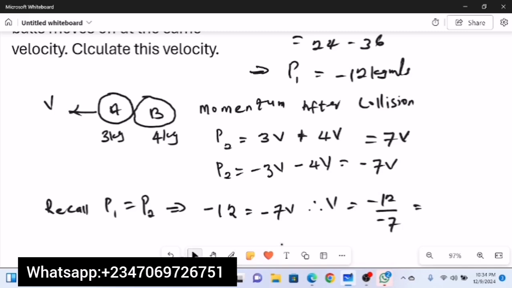So let's obtain the final speed. Negative 12 divided by negative 7 gives us 1.71 meters per second. So the final speed is simply 1.71 meters per second. This becomes the common speed between the two objects when they move in the same direction. Mind you, you can as well use the positive 7 to solve. In that case, you have a negative speed, which also tells you that the objects are moving to the left. So in whichever way you use, you're going to be correct.